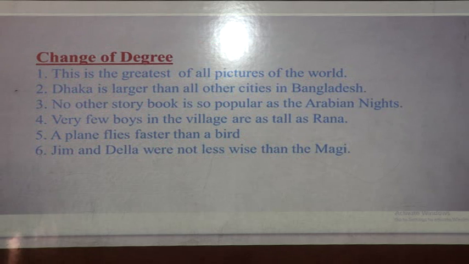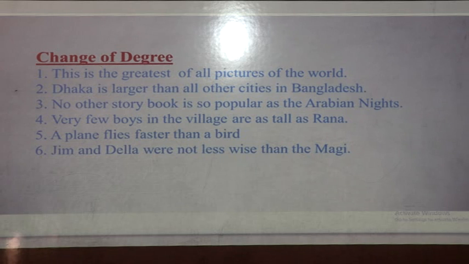Now students, I have shown some sentences on the screen related to change of degree. We are acquainted with the term degree. Degree is basically the form of adjective. According to the form, adjectives are of three kinds: positive, comparative, superlative. If we use this form in a sentence, then it is called degree. Degrees are of three kinds: positive degree, comparative degree, and superlative degree. In order to identify the sentences, we have to know the terms. Suppose no other or as dot dot as. If we get no other in the beginning of a sentence or as dot dot as before and after an adjective, these are the signs of identifying the positive degree.